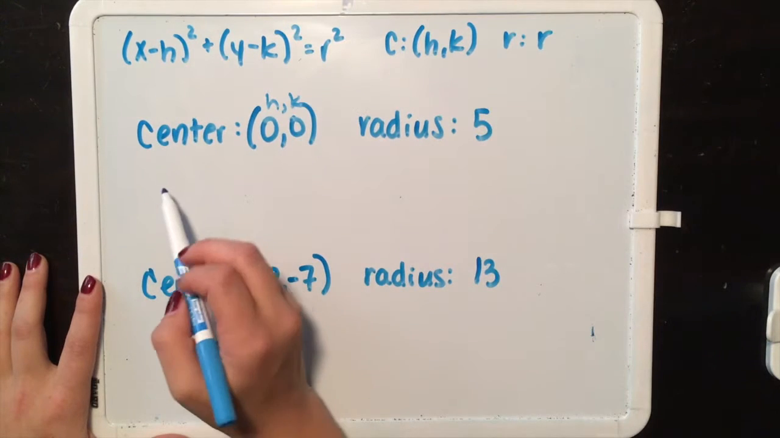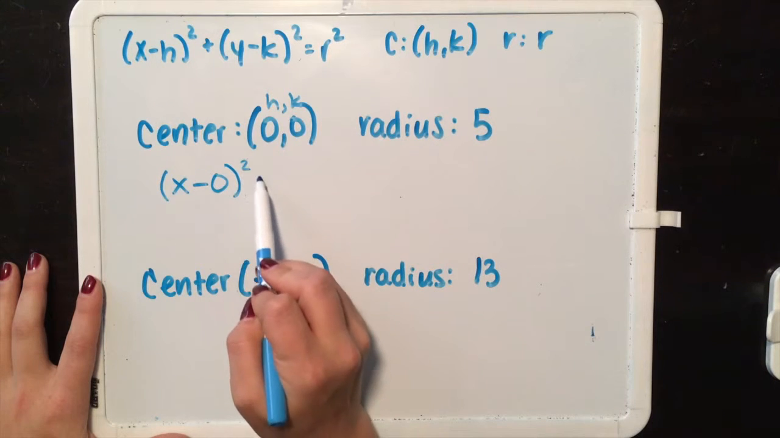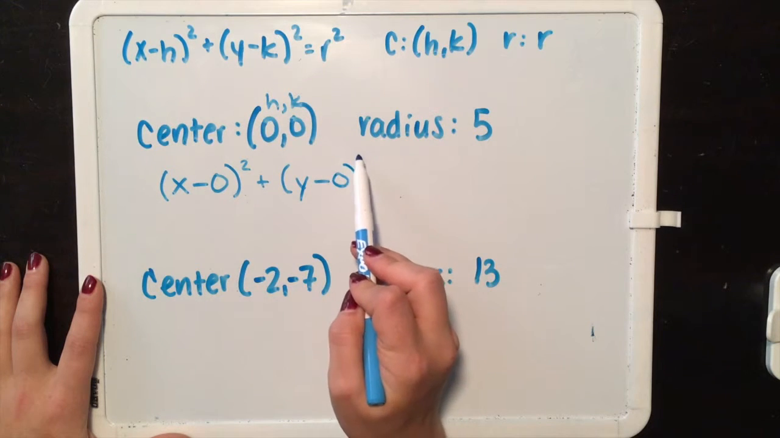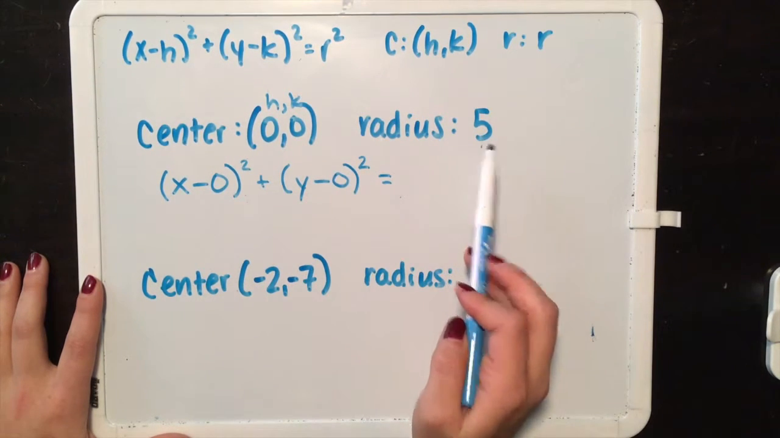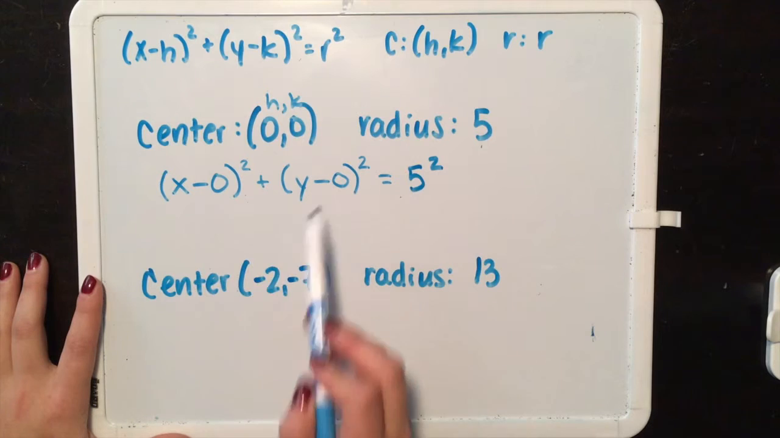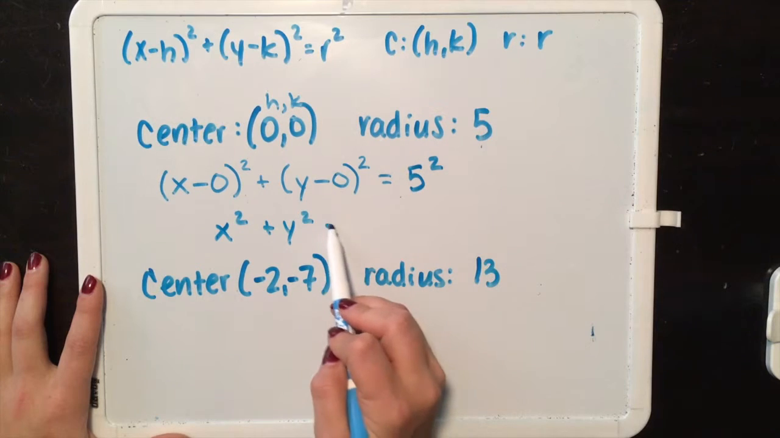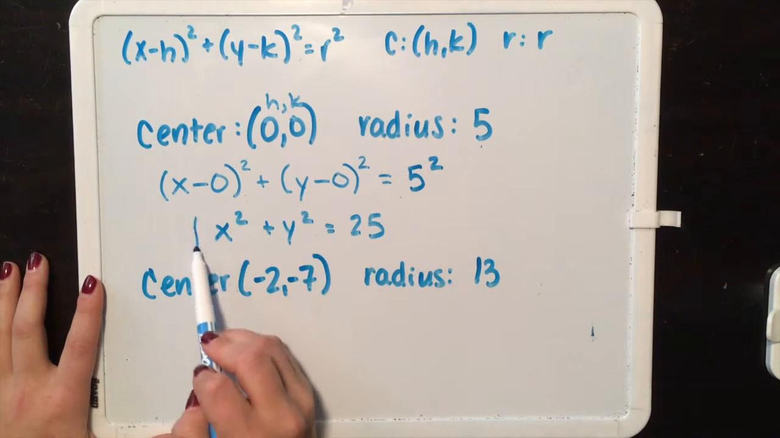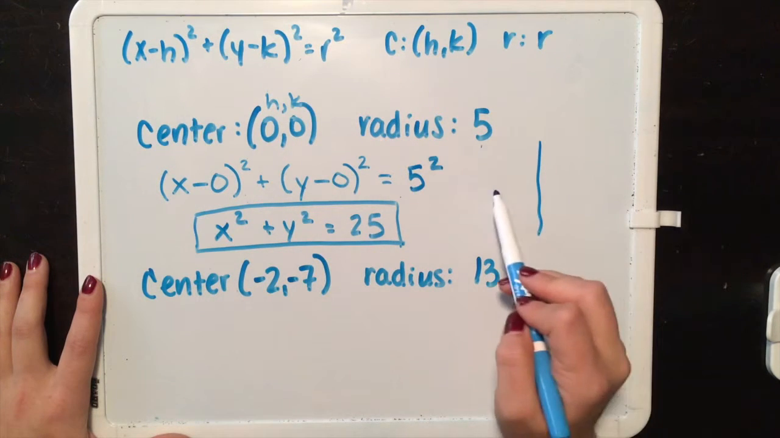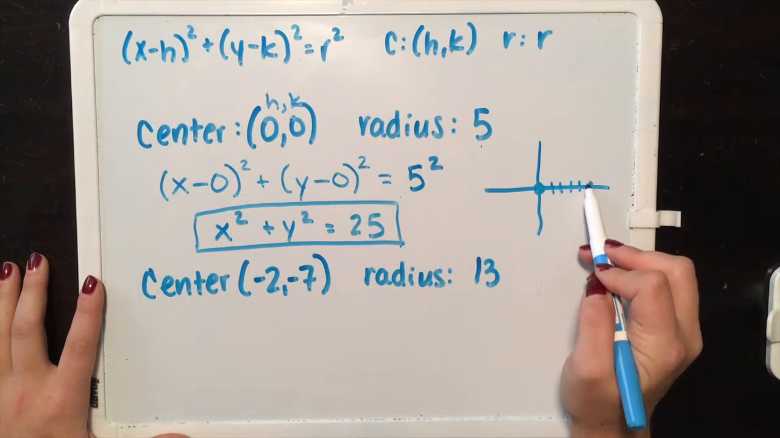So now if we use the general form, (x - 0)² + (y - 0)² = radius squared. Now we can just reduce this by eliminating the zeros, and we're left with x² + y² = 25. So we have generated an equation for a circle that's centered at 0 and has a radius of 5.